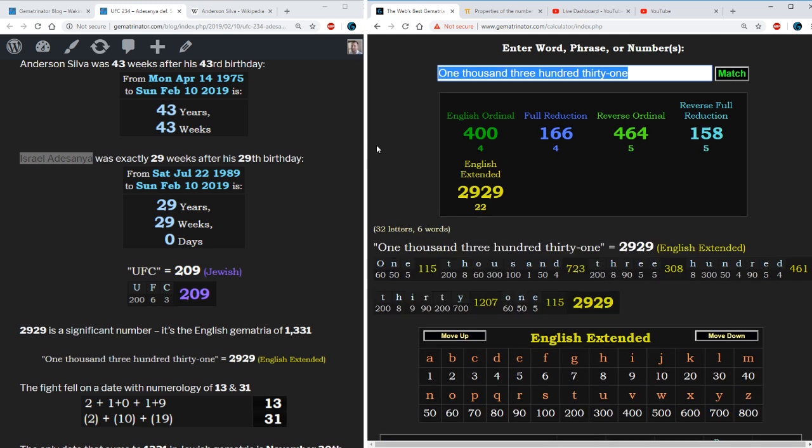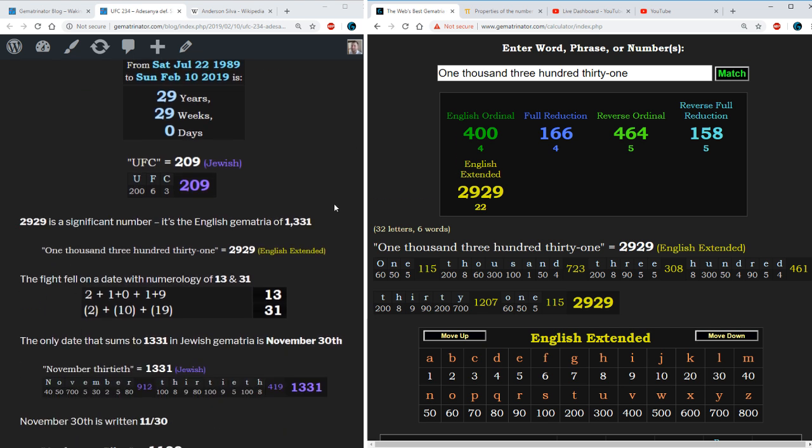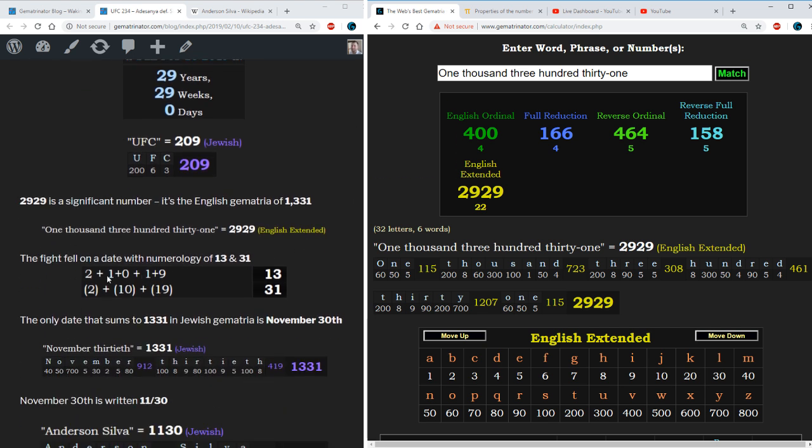Maybe I'll link that post down below for you guys to see. But yeah, 1,331 has this value of 2929. And check out the date numerology of this fight. 13 and 31.